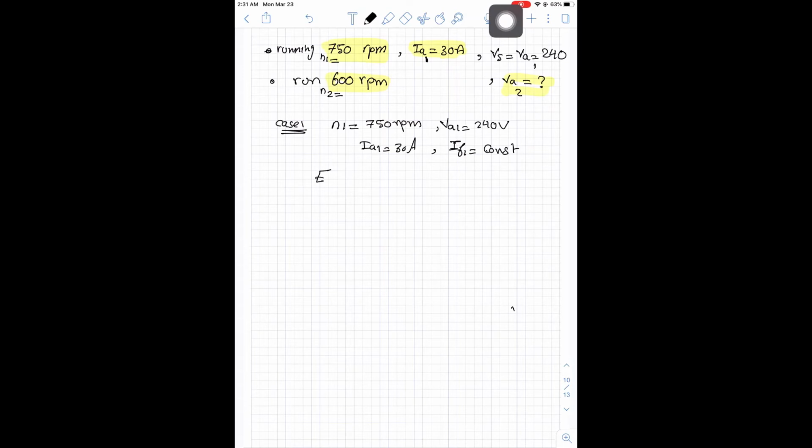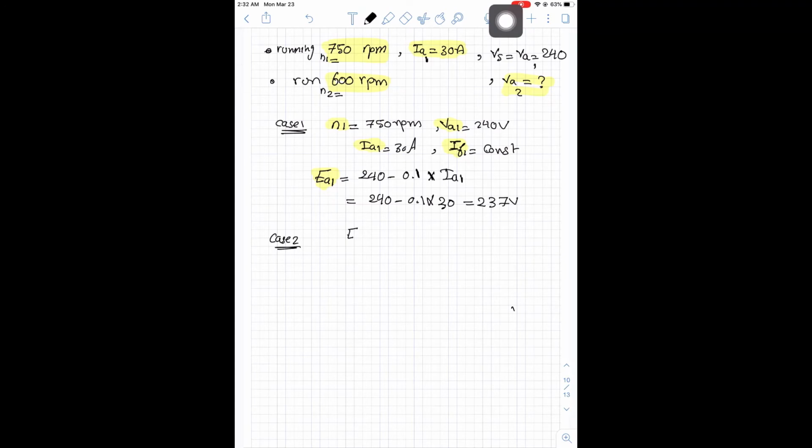But we need to calculate E armature 1. E armature 1 is 240 minus R armature, which is 0.1, multiplied by I armature 1. So this equals 240 minus 0.1 multiplied by 30 amperes, which equals 237 volt. So in case 1, we know N1, V armature 1, I armature 1, IF1 is constant, and EA1. Also, if we need, we can calculate T developed, but there is no need to calculate T developed. Now let's go to case 2.